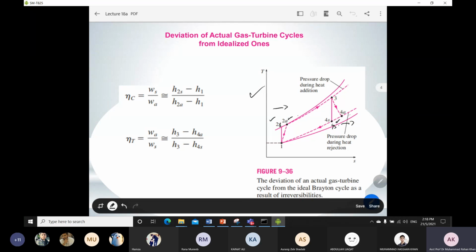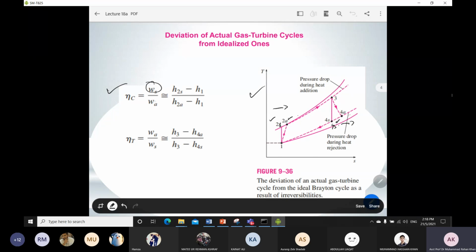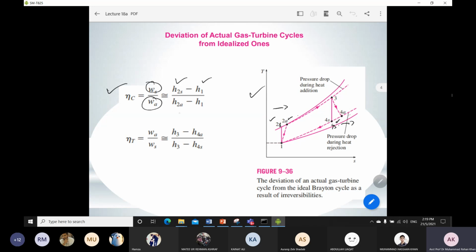So the 4a point will also be shifted towards the increasing direction. As we already saw in the Rankine cycle, whenever there is an actual process, we have to deal with the isentropic efficiency of the part. In the case of the Rankine cycle, we were dealing with the pumps. Now here there is a compressor, and the turbine is the same thing. So the isentropic efficiency of the compressor: Ws is the isentropic work and Wa is the actual work of your compressor. H2s minus H1 is the isentropic work, and H2a minus H1 is the actual work.